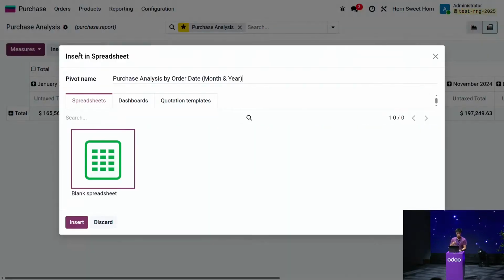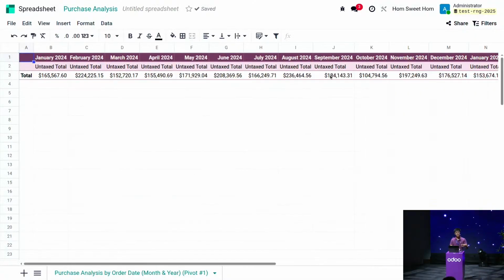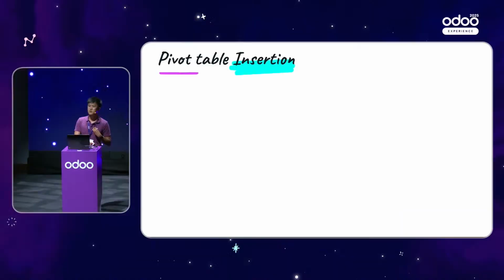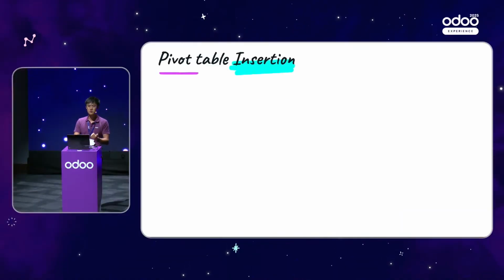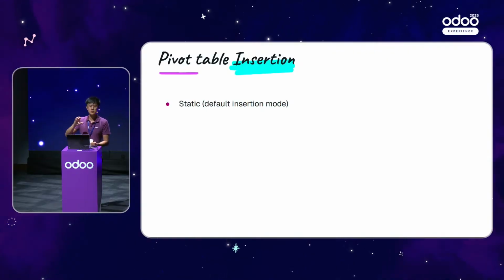Okay, so inserting in spreadsheet here and creating a new one, I'll end up in Odoo spreadsheet with my pivot table as I saw it before, but directly in my spreadsheet environment. And this needs to take me back to the slides because I need to talk about the pivot table insertion for a bit. Because there are two types of insertion for pivot tables. Okay, the first one is the static insertion. So this is the default insertion mode. So here when I inserted it, it was static.